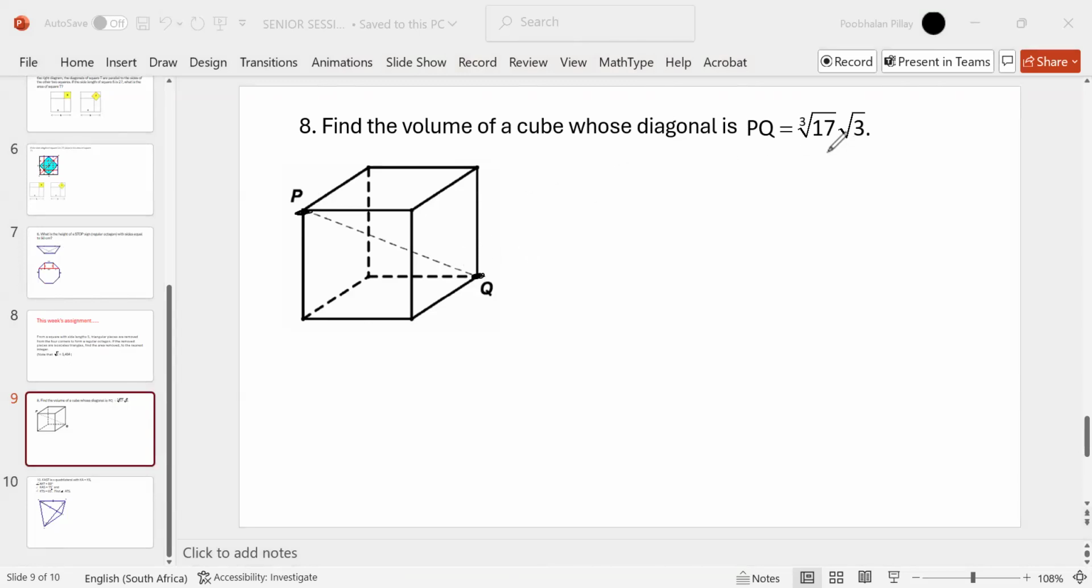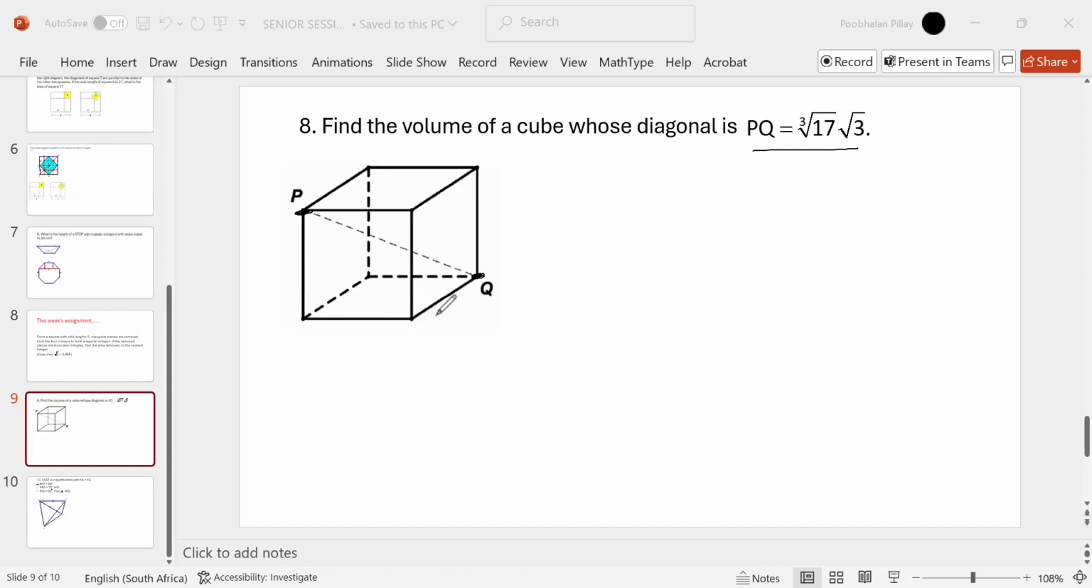Okay, and you know the length of the diagonal. That is all you got. And now the question is, find the volume of the cube. So that's interesting because there's only one piece of information given. So how do you find the volume of the cube?